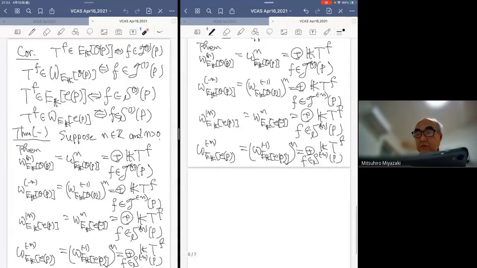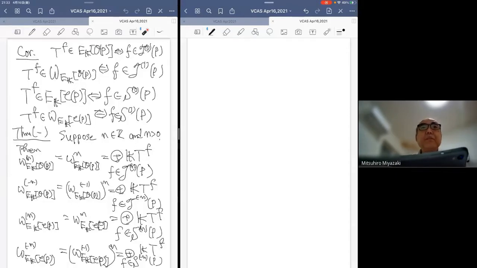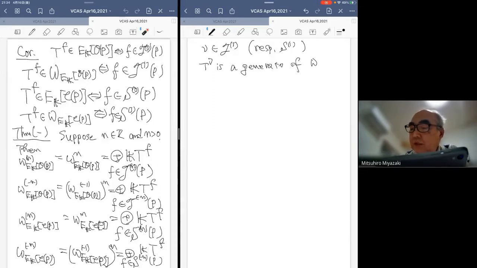So next, consider the generators of canonical modules, canonical ideals of chain and order polytopes. First, suppose that mu is in T_1(P) or S_1(P). Then t to the mu is a generator of omega of the Ehrhart ring of the order polytope, or the Ehrhart ring of the chain polytope.